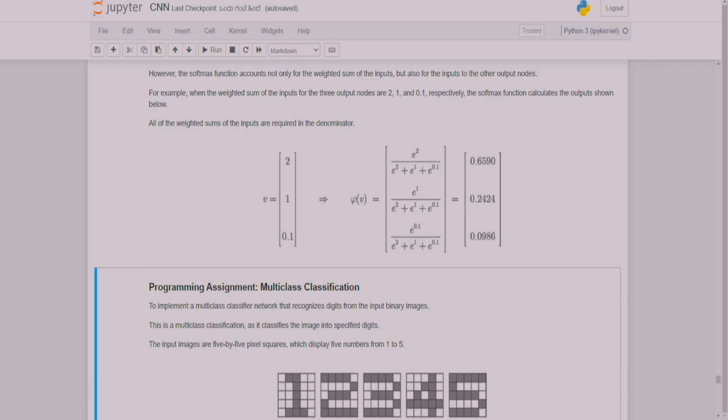Now, when you write your own code, there will be 5 neurons. So it will be e to the power something divided by 5 terms in the denominator, because you are considering all the other 4 neurons as well. That is the part which is expected.